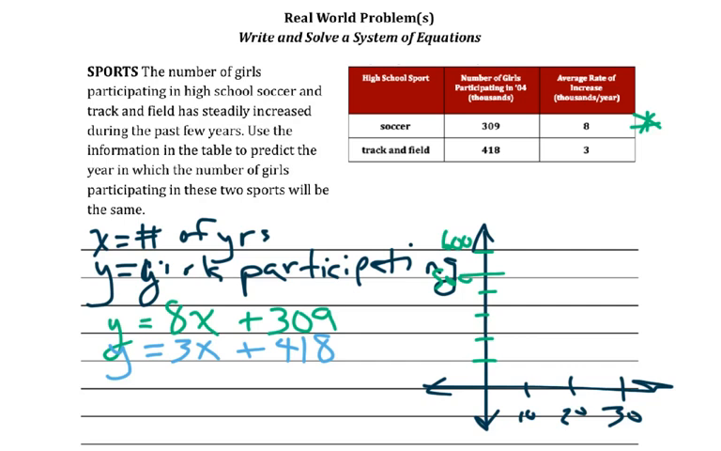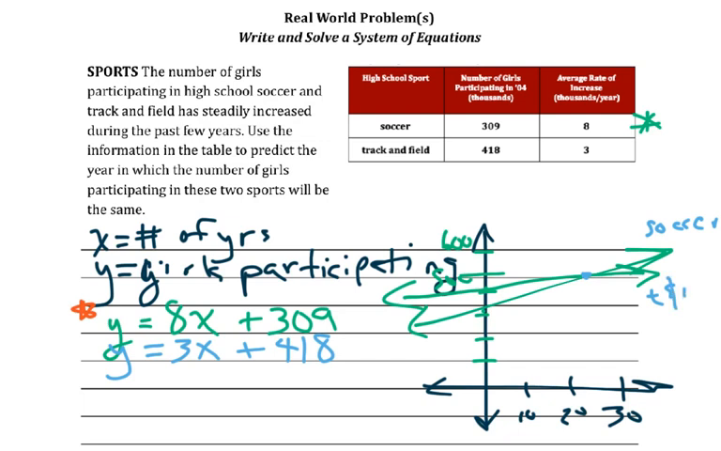And if I were to graph this, starting with my first equation, here's 8x plus 309. So here's 309 being right around there. And then it goes up 8 every year. So we'll sketch the graph of that. And then here's 418 right there. And this rises more gradually. And the intersection of these two lines gives us where they would run into each other. So if this one is soccer, and this other line is track and field, then this is where they run into each other.